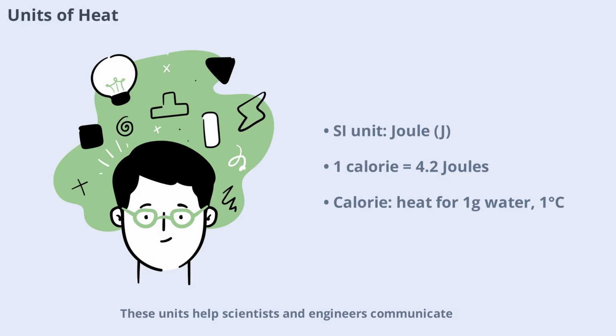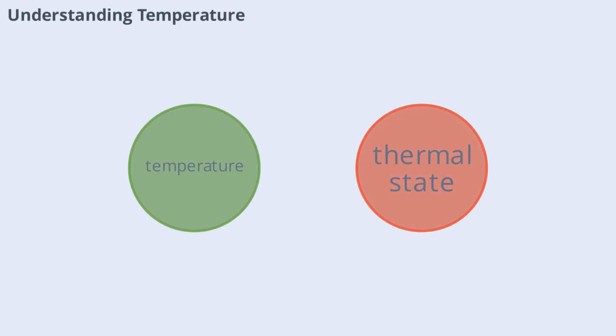These units help scientists and engineers communicate and calculate energy changes in various systems, whether it's in a laboratory experiment or a real-world application. Temperature is a measure of how hot or cold an object is. It reflects the thermal state of a body and determines the direction of heat flow when two bodies are in contact. The SI unit for temperature is Kelvin (K), but degrees Celsius (°C) is also widely used. The relationship between them is simple. T_K equals T_°C plus 273. Temperature is a key concept in calorimetry, as it helps us predict and measure energy transfer.